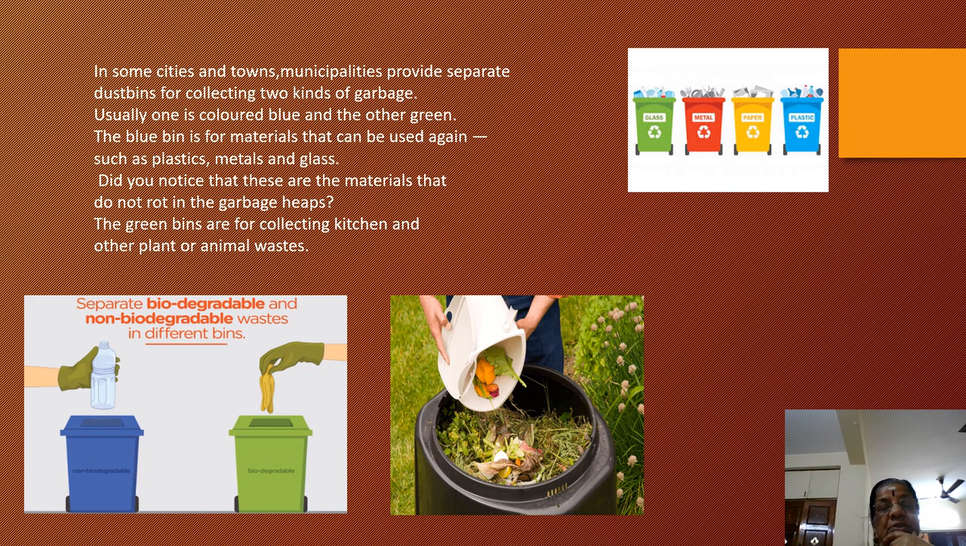Then did you notice these are the materials that do not rot in the garbage heaps, and the green bins are for collecting kitchen and other plant or animal waste.